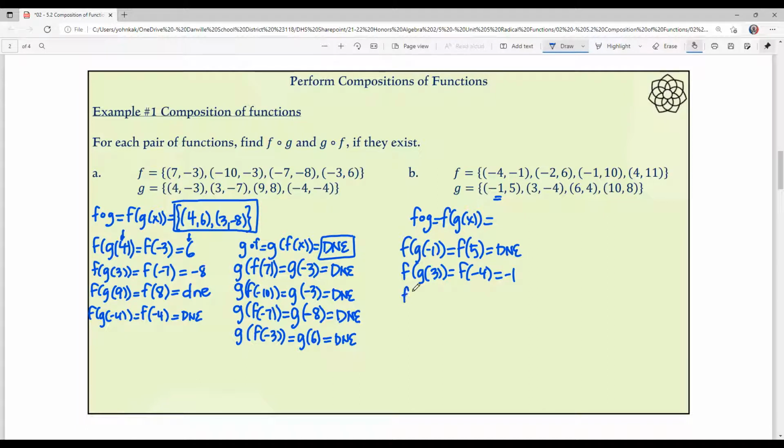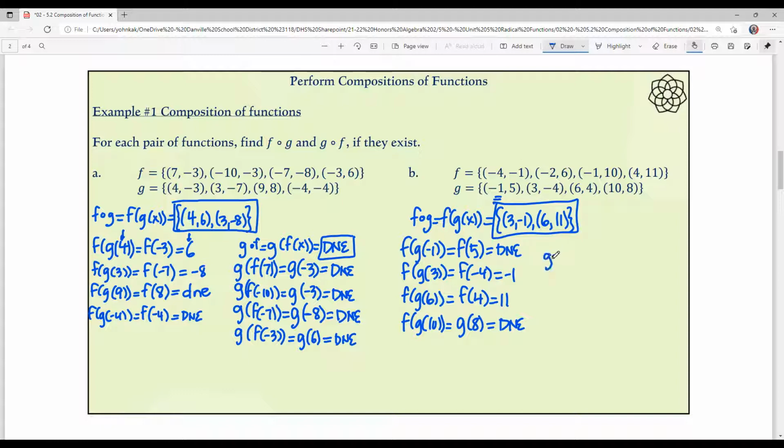The third value, f of g of 6. G of 6 is equal to 4. F of 4 is equal to 11. And then finally, f of g of 10. G of 10 is equal to 8. And g of 8 does not exist. So my ordered pairs that I have are 3, -1, and 6, 11. There is my composition of f and g.